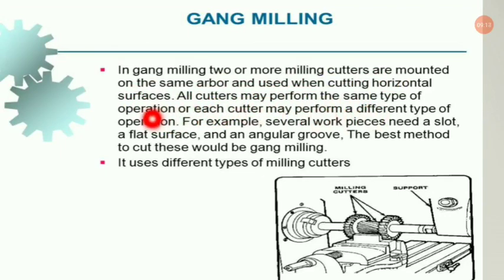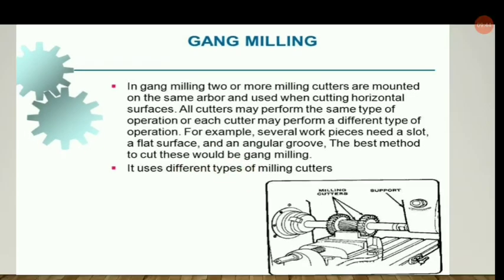All cutters may perform the same type of operation, or each cutter may perform a different type of operation. For example, several workpieces need a slot, a flat surface and an angular groove. The best method to cut this would be a gang milling. As I was telling you, this gang milling has got a different type of operation. So it uses different type of milling cutters.